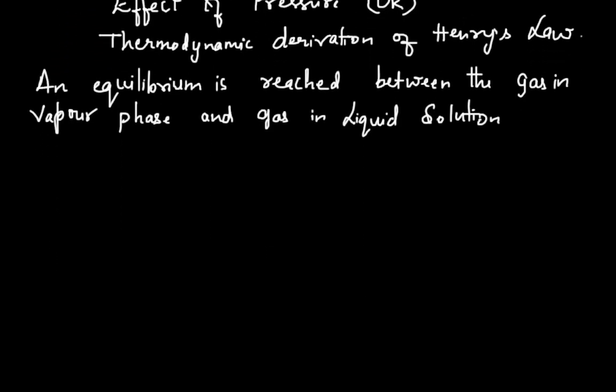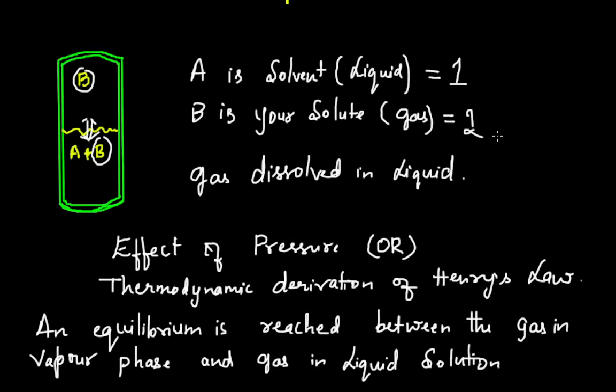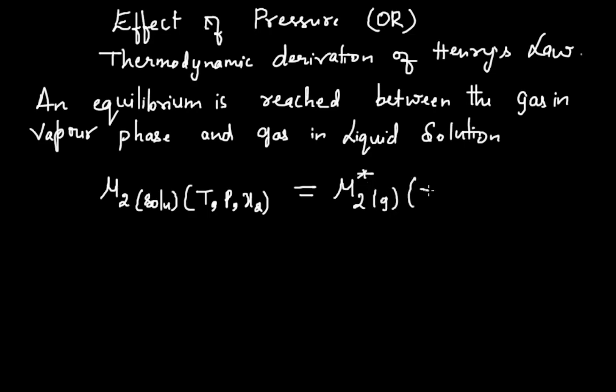So if an equilibrium is reached, see here 2 represents the solute, that is the gas, and 1 represents the liquid. If equilibrium is there, it means the chemical potential of 2 in solution, at temperature, pressure, and its mole fraction, should be equal to the chemical potential of the pure vapors, the gaseous state, at a certain temperature and pressure. So we start here.